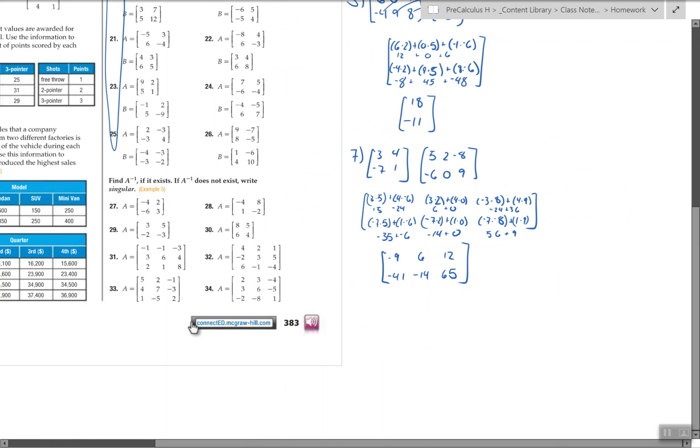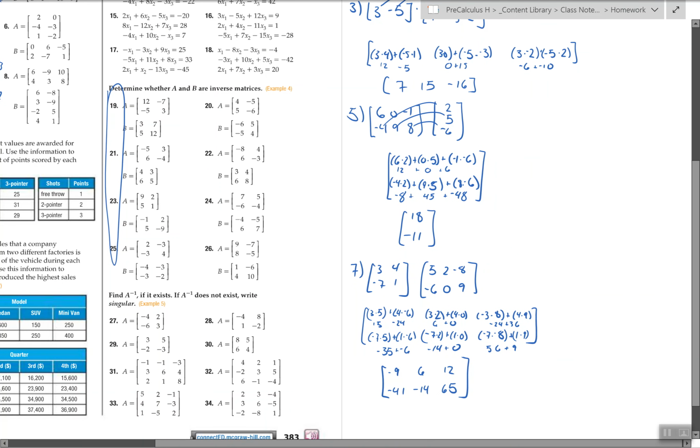On to the second set, we have now to determine whether or not these matrices are inverses. So the way we do that is we multiply either AB or BA, it does not make a difference, and we want to get the identity matrix. So for these, they're all 2 by 2. The identity matrix we are looking for is 1, 0, 0, 1. So if we get that, we should be good to go.